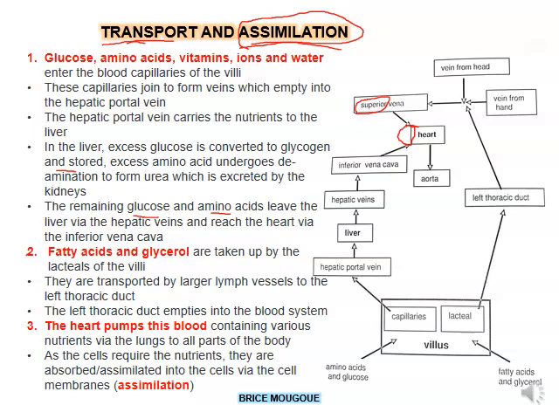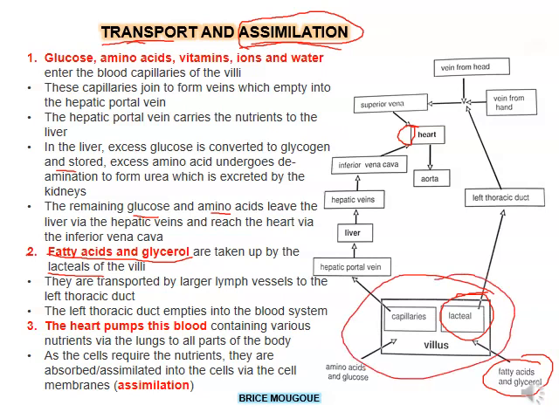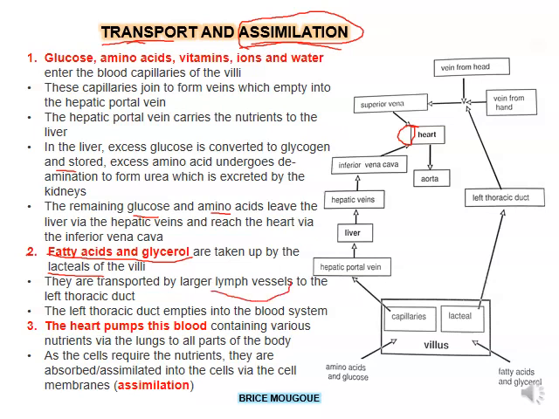On the other hand, fatty acids and glycerol, remember, they are taken up by the lacteals of the small villi. Here are fatty acids and glycerol being taken up by the lacteals of the villus. Now, from there, they will be transported, because the lacteals will merge. It's just like capillaries merging to form veins or arteries. The lacteals also merge to form larger vessels, which are called lymph vessels.